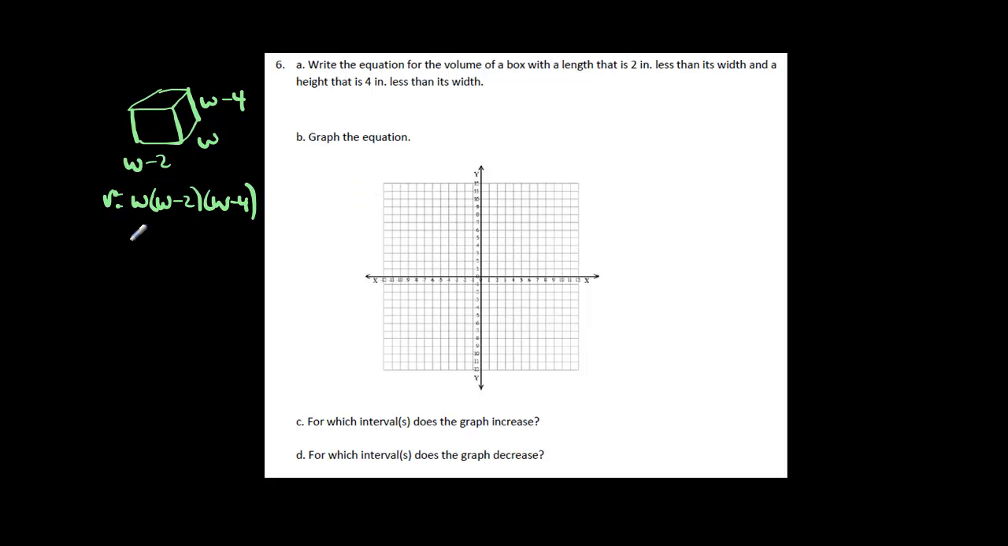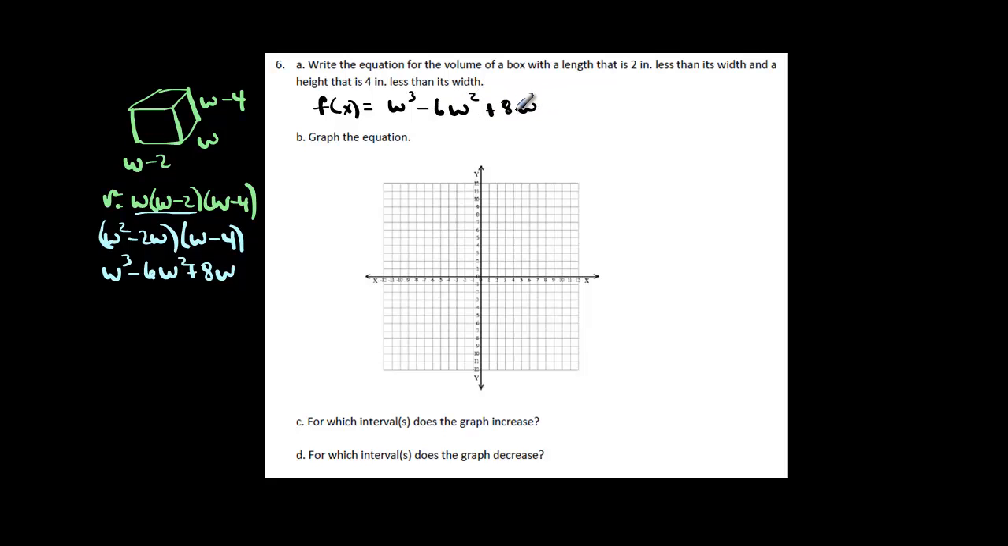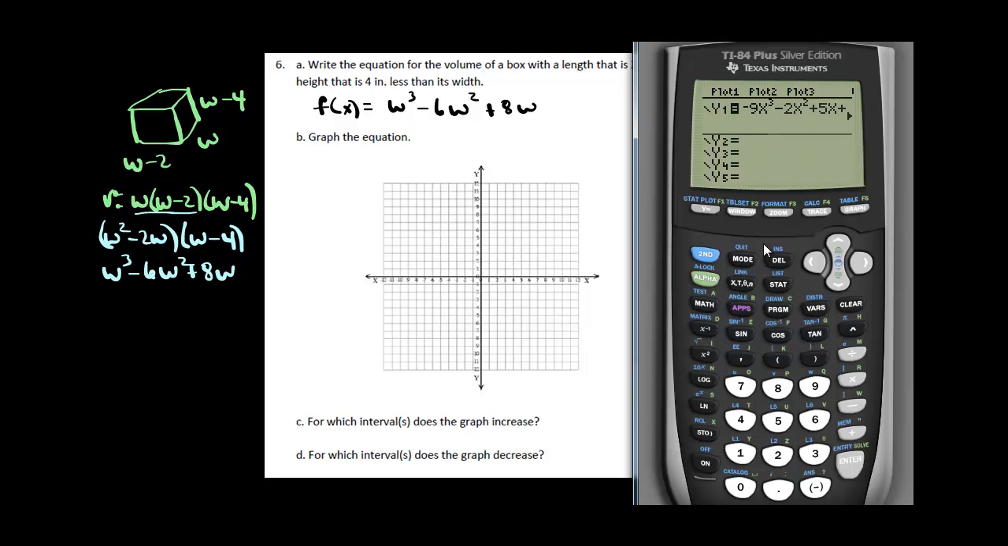So if we do that out, we're going to have w squared minus 2w times w minus 4. That multiplied gives you this. And then we FOIL this out, we'll get w cubed minus 6w squared plus 8w. So let's write that down as our equation: w cubed minus 6w squared plus 8w.